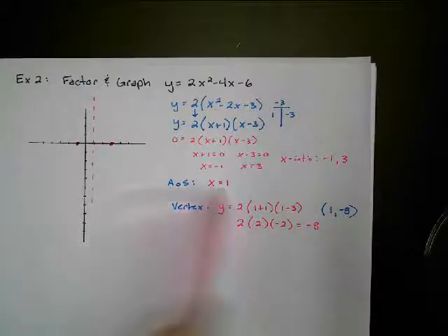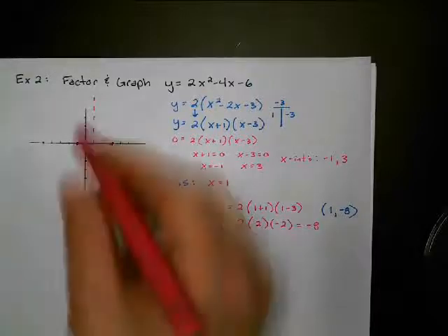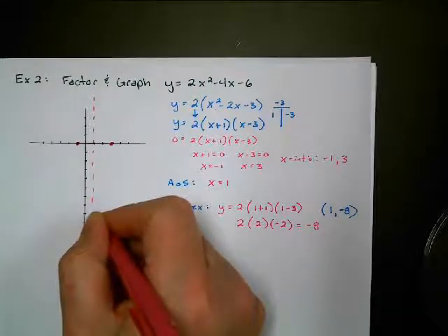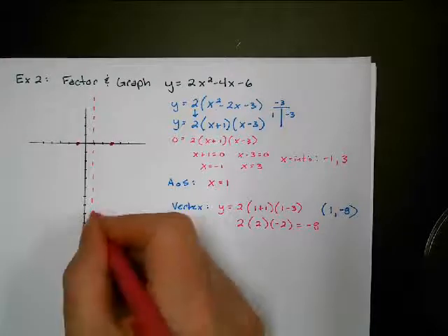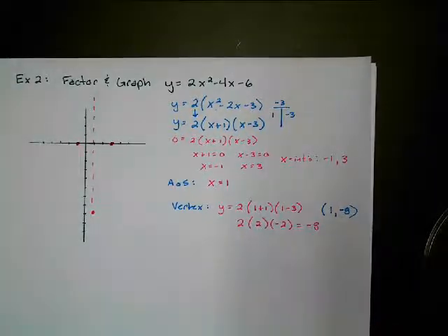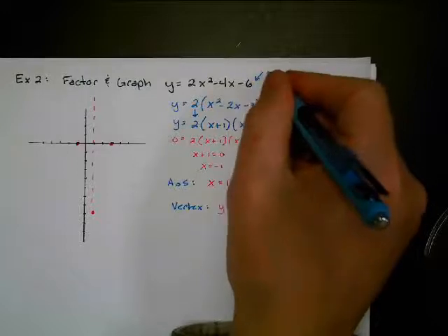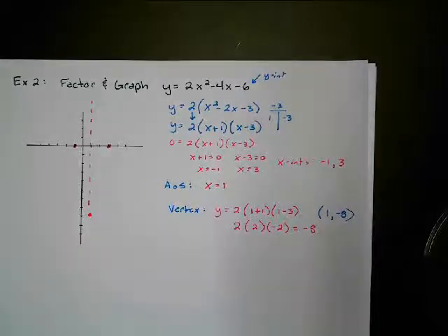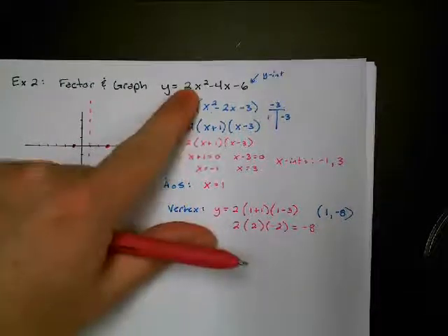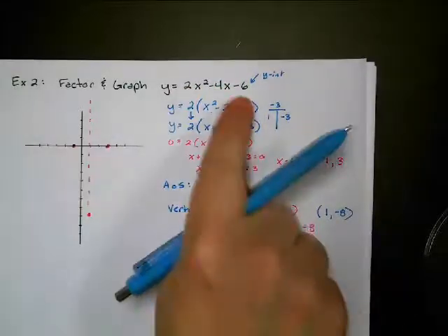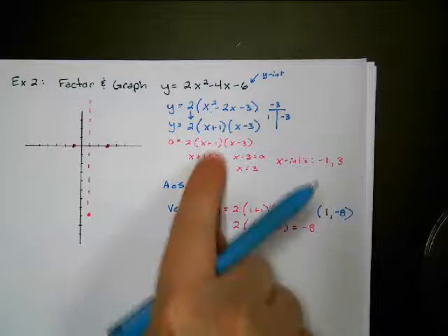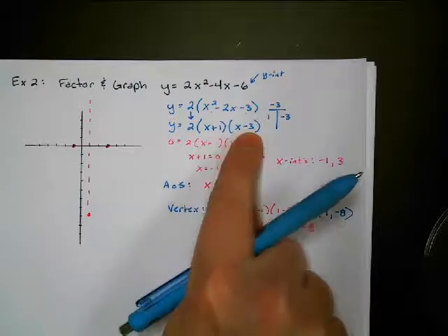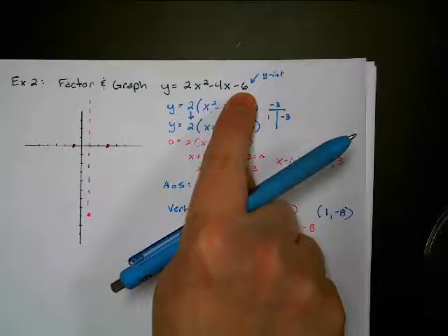So where's that going to be? 1, 2, 3, 4, 5, 6, 7, 8. It's going to be right here. All right. That's my y-intercept. Because the y-intercept is when I plug in 0 for x. So if I plug in 0 here, and I plug in 0 here, I'm left with -6. I could also plug in 0 here and here. I'd get 1, -3. So 2 times 1 times -3 is still -6. It's the same number right here. So my y-intercept is at 0, -6.